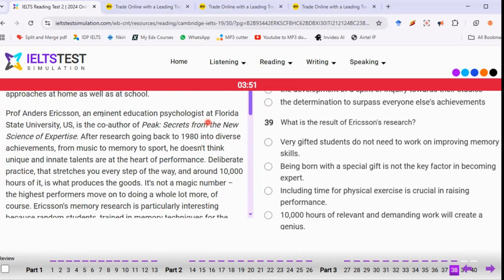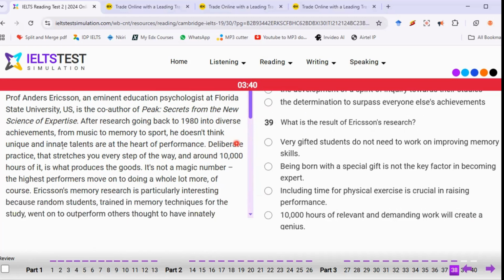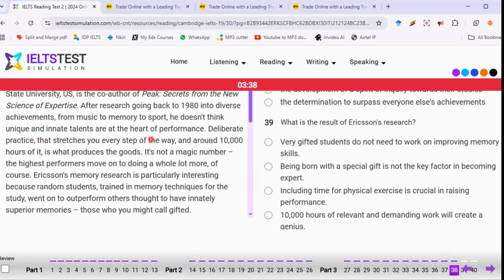So this is Erickson here. After research going back to 1918 to diverse achievement from music to memory, he doesn't think unique and innate talent are at the art of performance. Deliberate practice that stretches you every step of the way, and around 10,000 hours of it is what produces the goods. It's not a magic number. The highest performers move on to doing a whole lot more, of course.